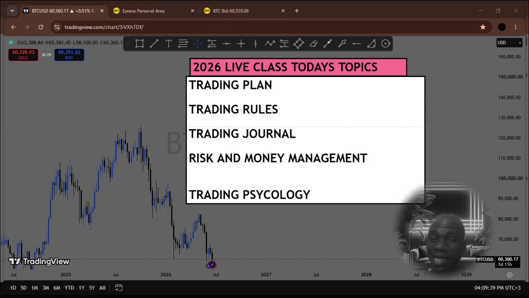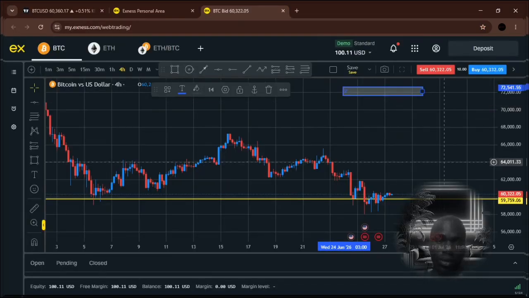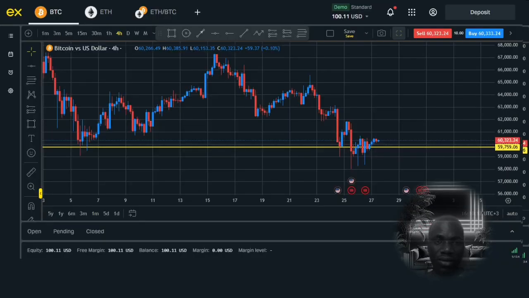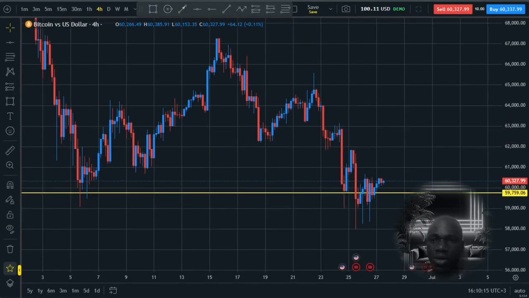So let's take the last example. This last example is going to help you as a trader, because very few people can show you this method. Let me show this last example around here. Now the market is buying, but remember it is a $100 account. This is a 4-hour time frame.